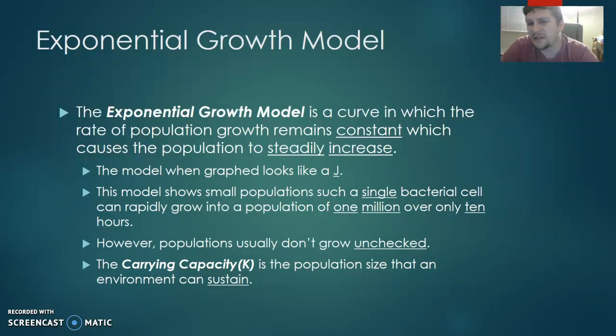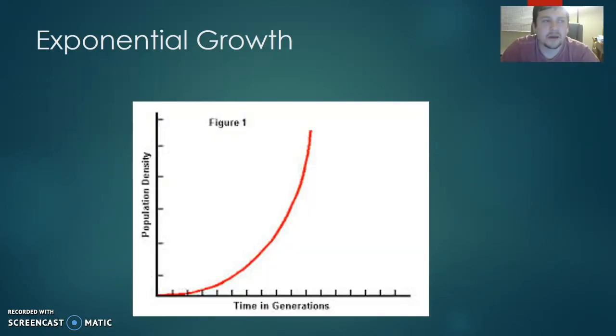However, population sizes don't usually go unchecked, and we're going to introduce a vocab word that's really important called carrying capacity, which gets the variable K. This is the population size that is the maximum limit that an environment can sustain. So this is what an actual exponential growth curve looks like. You can see here how it starts off pretty slow, but as the population gets bigger and bigger and bigger, the population grows faster and faster and faster.